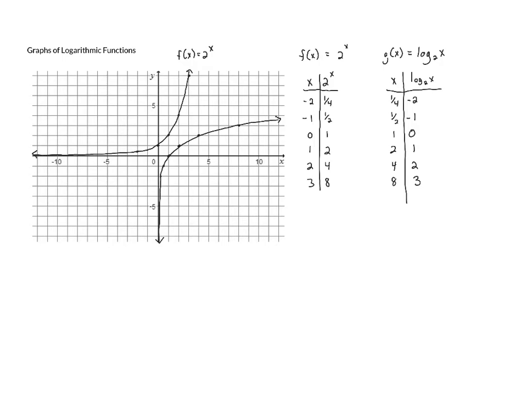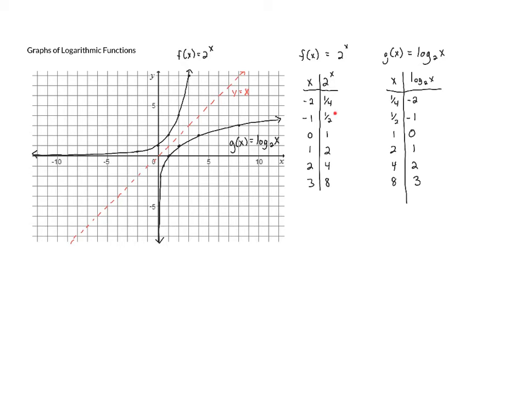Now, if we want to see what the relationship is between these two graphs, we can quickly draw in the line y equals x. I'm going to do this as a dashed line. And we notice that our graphs are actually reflections of each other across this line. Here we have our g of x equals log base 2 of x. And this should not be a surprise because I've told you that these are inverse functions. And we know that inverse functions have graphs that are reflections of each other about the line y equals x, which I'm realizing now I wrote y equals y, it's y equals x.